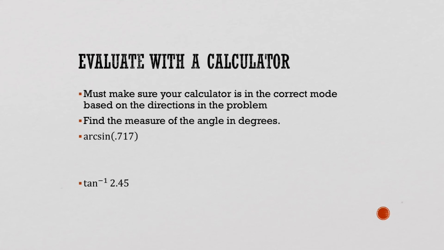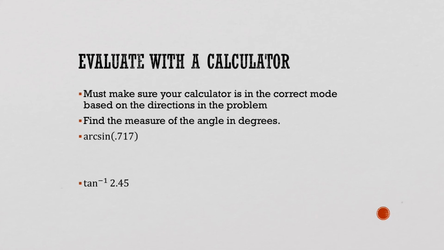Now, next, evaluate with a calculator. You need to make sure your calculator is in the correct mode based on the directions in the problem. So, you're finding the measure of the angle in degrees. Your calculator needs to be in degree mode. We sort of touched on this in certain classes in section 4.2. We did not in others. So there is a separate video posted at eChalk that shows you exactly how to do this on your calculator. If you are with Ms. Dvorak or Mr. Luke in class, we will also show you how to do it on your calculator. But now the expectation is that you will be able to do this without help and understand when your calculator needs to be in degrees or radians.